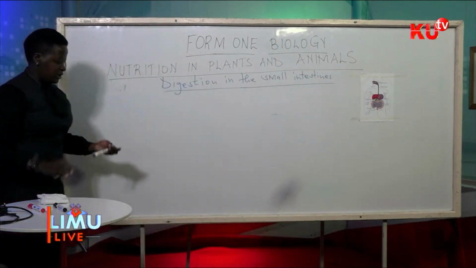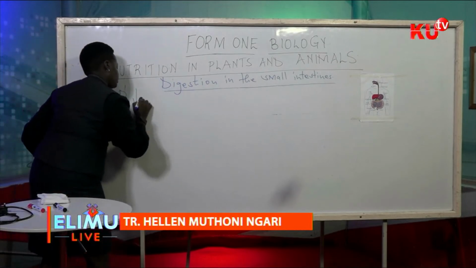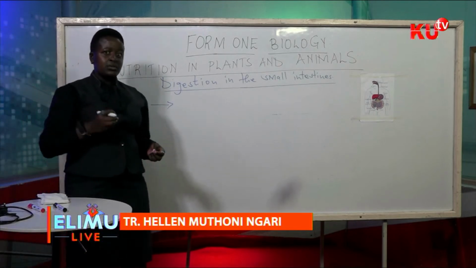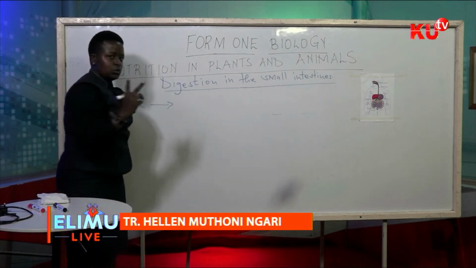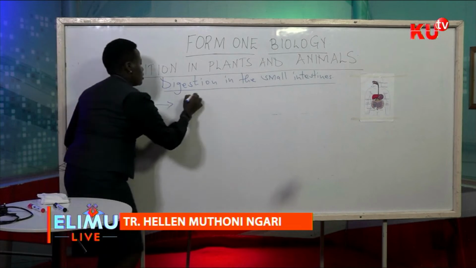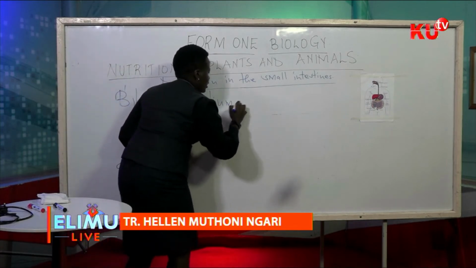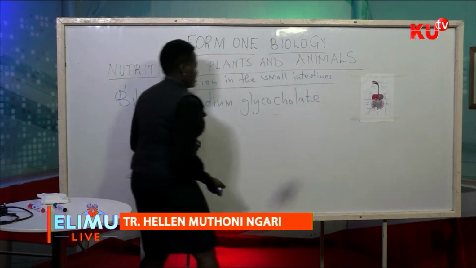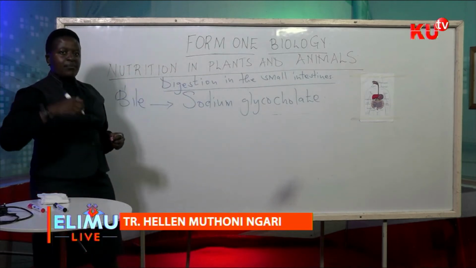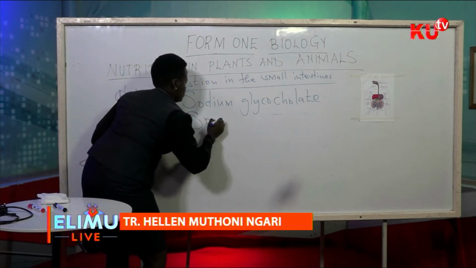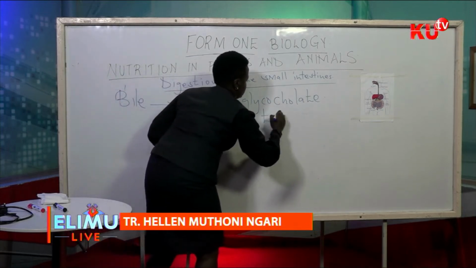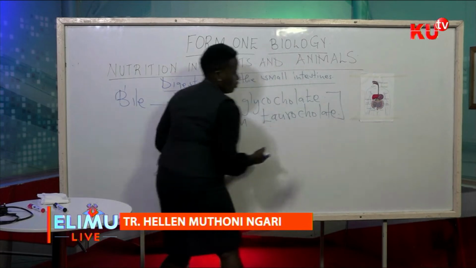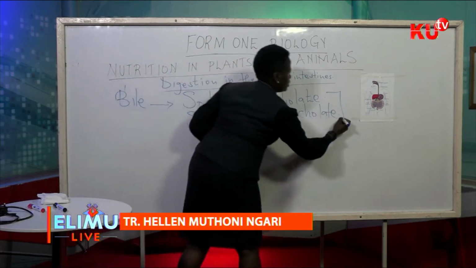So the bile juice is produced by the liver, and the bile juice has some salts inside it. These salts are two: the first salt is called sodium glycocholate, and the second salt is called sodium taurocholate. So these two are what compose the bile salts.